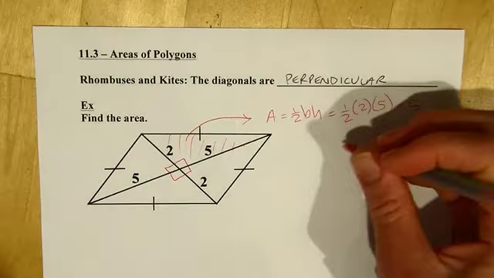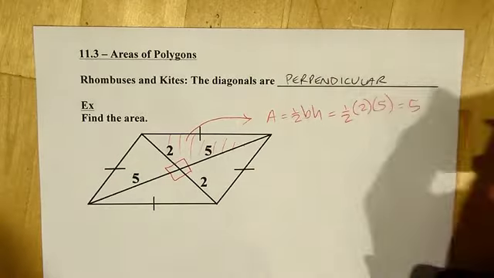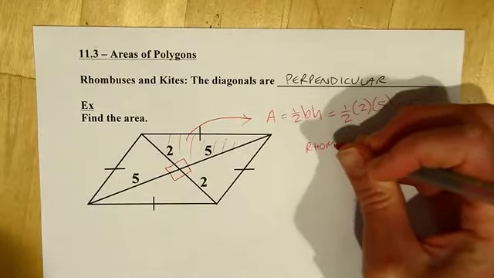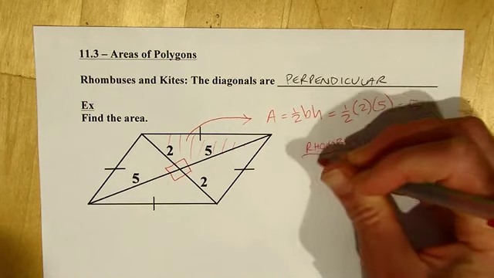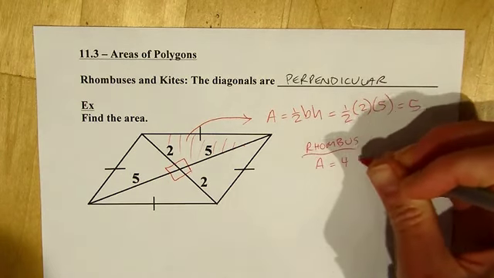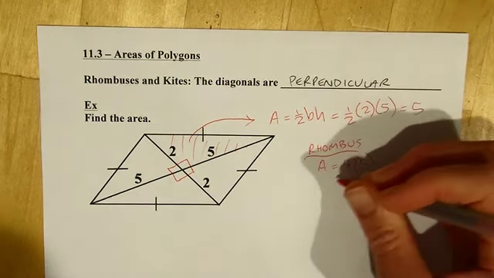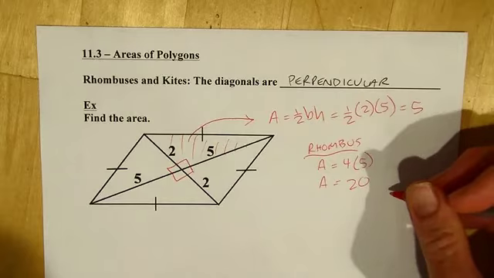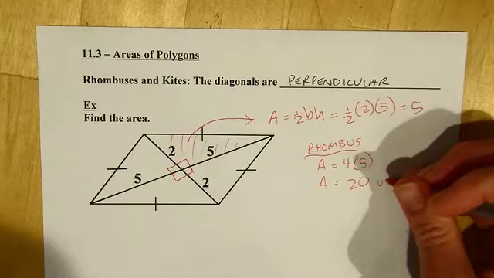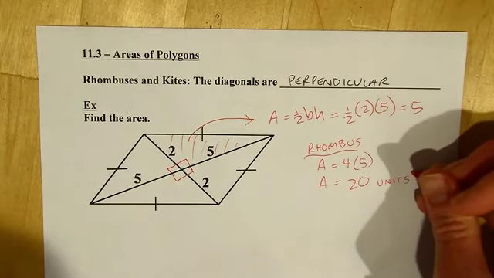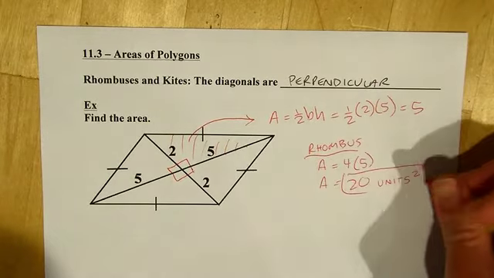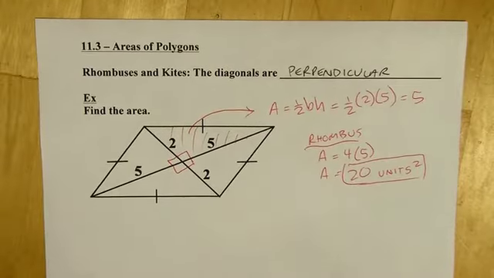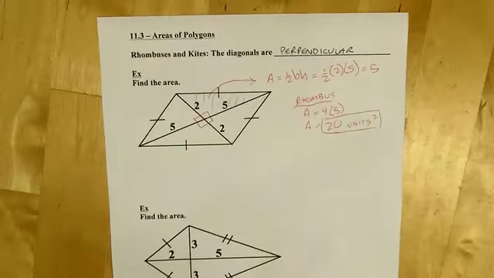So then I can say that the area of the rhombus would just be 4 times 5 because there's four triangles just like that. And so this is 20. I don't know the units here, but I still want to show that the units are squared because it's area. So there's the area of that rhombus. Okay. So let's look down to the next example.